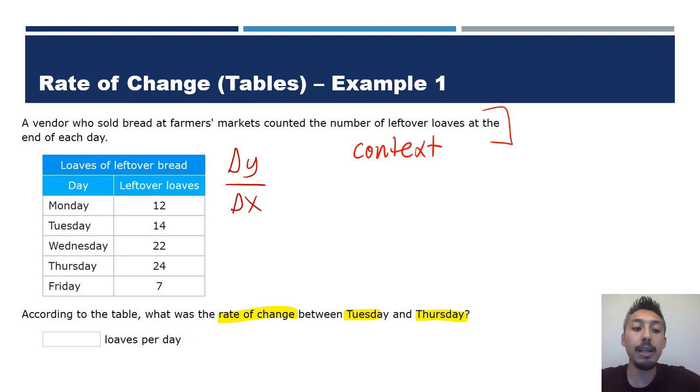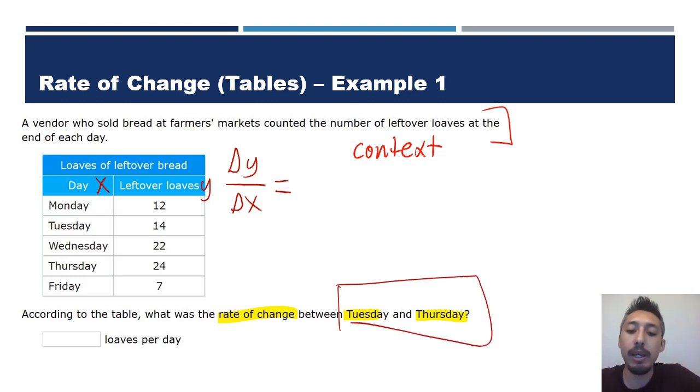If you said that x was days and y was leftover loaves, then you are correct. Again, X just means independent variable, Y means dependent variable. So let's go ahead and find the rate of change then, if we know that days is X and leftover loaves is Y. Let's go back to these days that we were given back here.